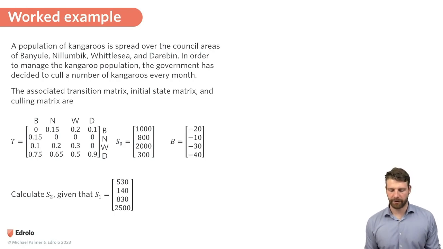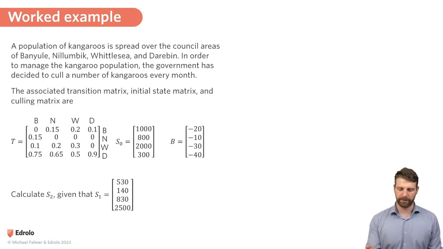We've got a population of kangaroos spread over the council areas of Banyule, Nillumbik, Whittlesea, and Darebin. So it looks like we've got the same matrix here and the same initial starting point. And we worked out S1 on the last slide, which was there. And this time we're being asked to find S2. So we're going to use our matrix to do that. So let's jump in and do it.